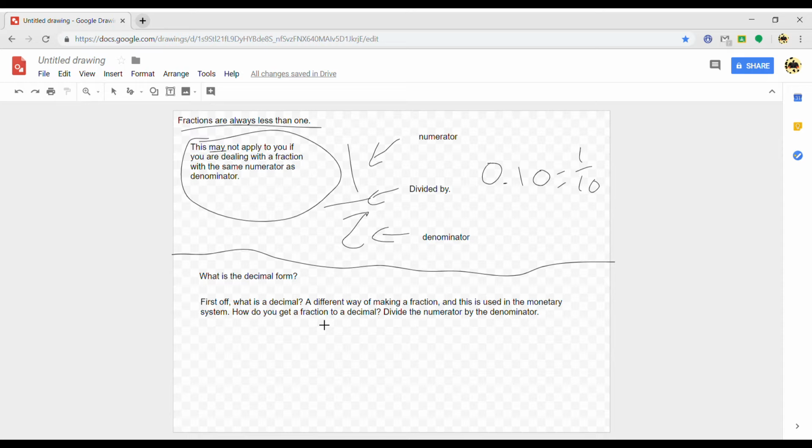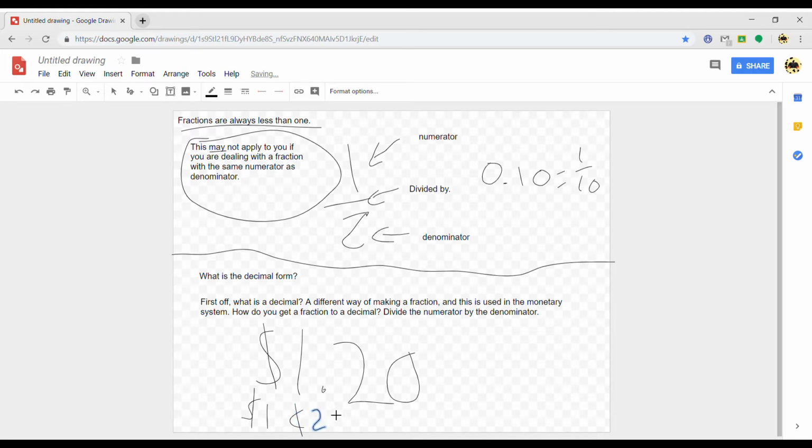So we might have $1 and 20 cents, and that's how it'd be written instead of $1 and 20 cents.